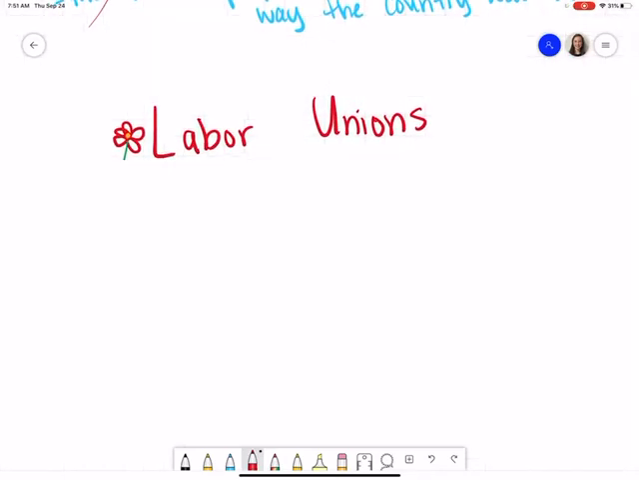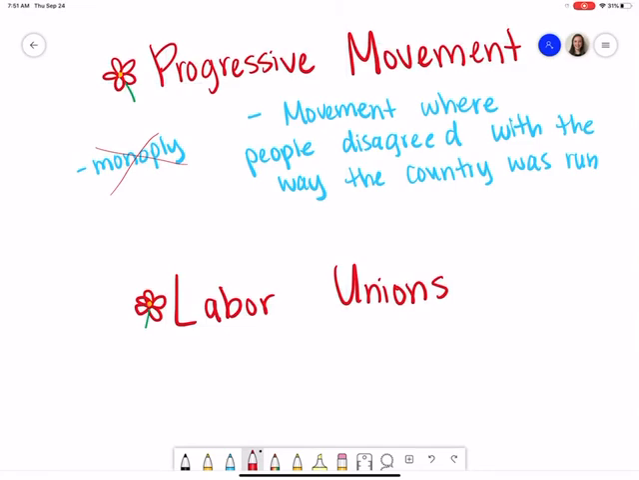All right. What about labor unions? Oh, and actually, before we move on to labor unions, the people that ran the monopolies were called robber barons. Okay, and that's going to be important.